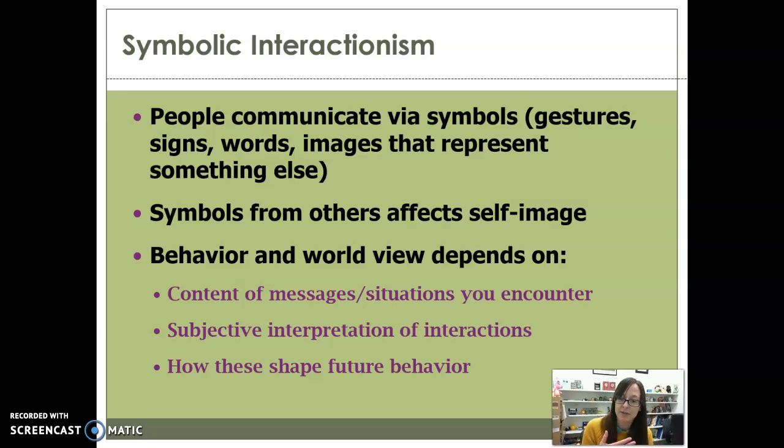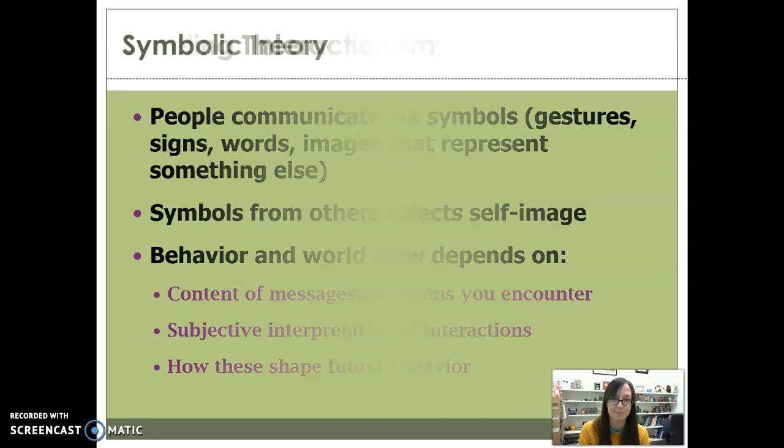But then there's also a subjective interpretation of those interactions. So maybe somebody wasn't actually saying something bad, but you just interpreted it that way. Or maybe they gave you a look that to them was just, oh, they're curious about something and they just wanted to look closer. And you see it as they're judging me, or they think that I'm doing a bad job at whatever I'm doing. So there's that subjective interpretation as well, which is going to affect our behavior and affect how we think people see us, even if it's not true. And then those very much shape our future behavior, where the objective and subjective content that we get around us is going to shape how we feel about ourselves and then how we behave.